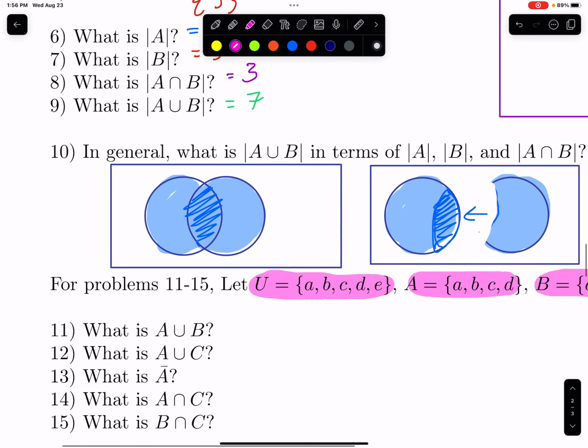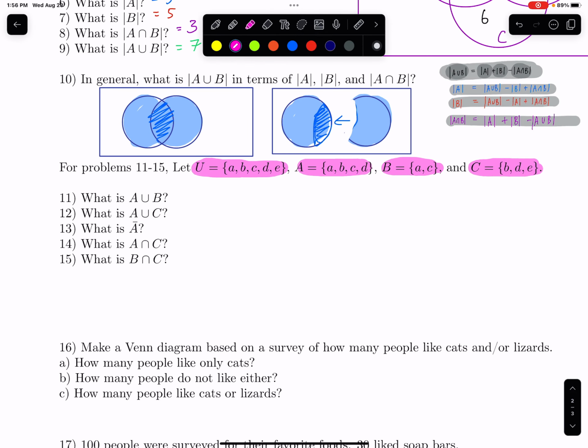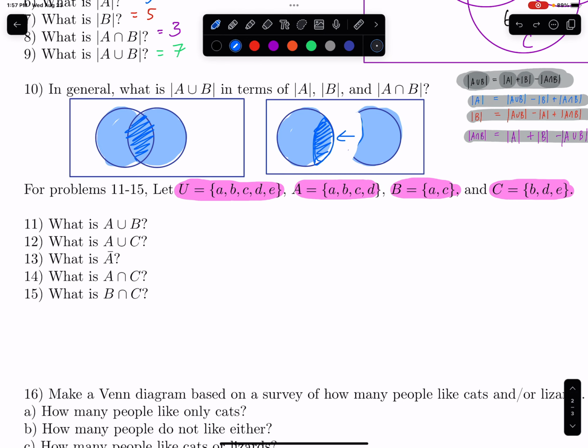So let's start with number 11 though. Anytime you do these, the first step is to just rewrite the sets as they're defined here. If you just do that first simple step, let's say this problem is on a test. You have the universe, A, B, C, and you're asked what is A union B.